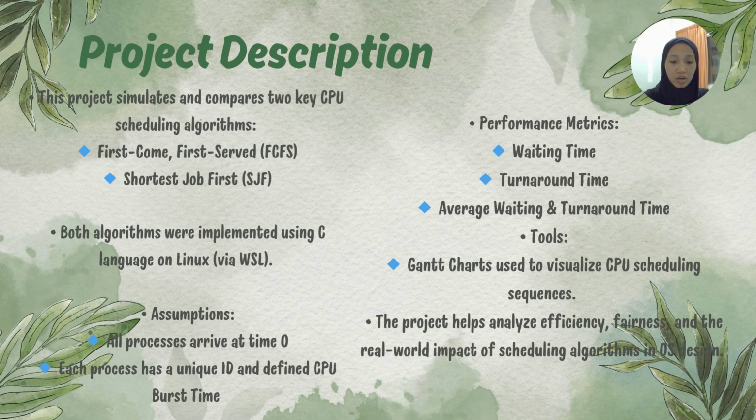For the assumptions, all processes arrive at time 0 and each process has a unique ID and defined CPU burst time. For the performance metrics, the first one is waiting time, the second one is turnaround time, the third one is average waiting and turnaround time. For the tools, our group used a Gantt chart to visualize CPU scheduling sequences. This project helps analyze efficiency, fairness, and the real-world impact of scheduling algorithms in OS design.